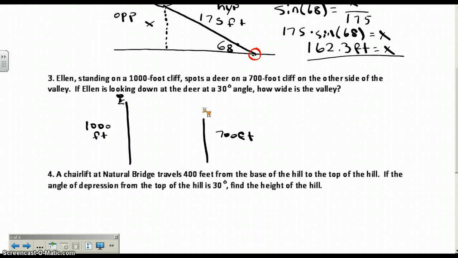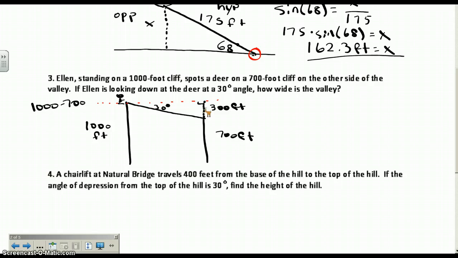If Ellen is looking down at the deer at a 30-degree angle, this is tough because this is our first angle of depression. Remember, it's always off the horizontal. She's looking down at this deer, so this means this is going to be a 30-degree angle right here. And now what we need to do is create a right triangle. So I'm going to drop this altitude right here, creating a 90-degree angle. And now, if Ellen's on the 1,000-foot cliff and the deer's on the 700, what is the difference between the two? Well, I can calculate that by taking 1,000 minus 700, and I know the difference between the two is 300 feet.